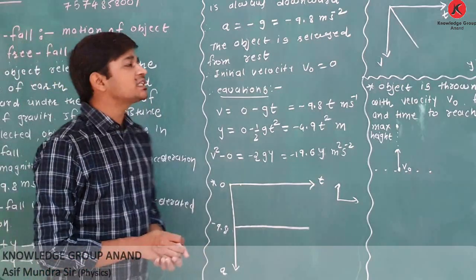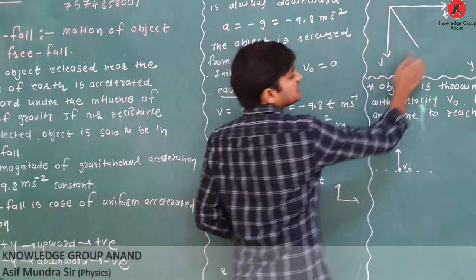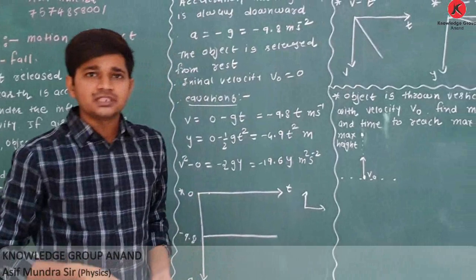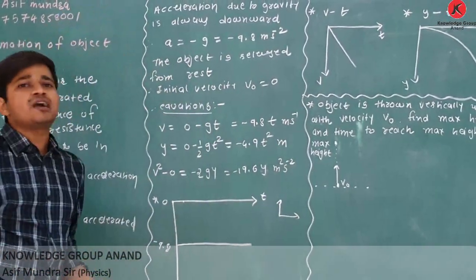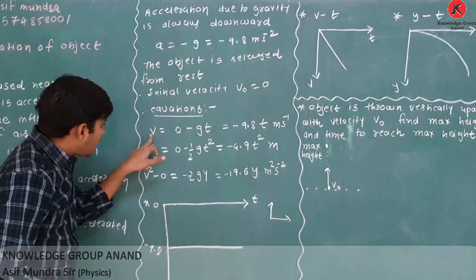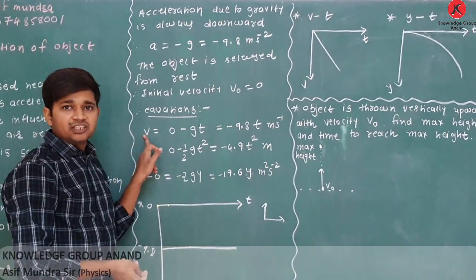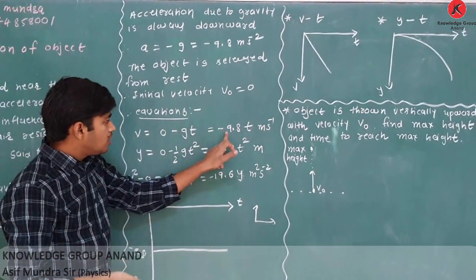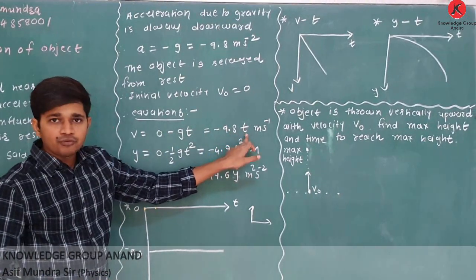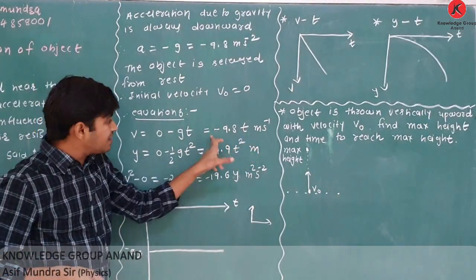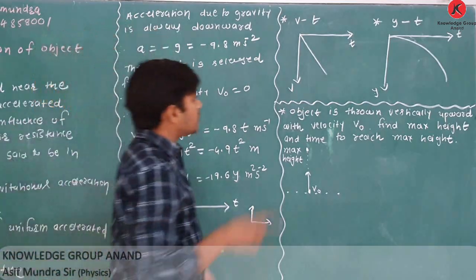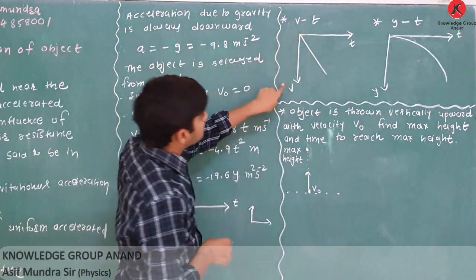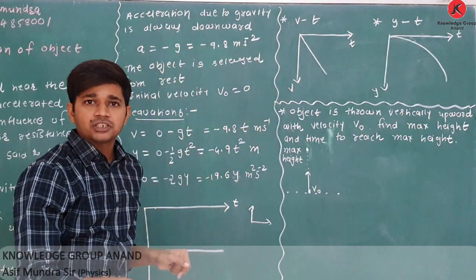Now for velocity versus time. See, it is the velocity versus time graph. Again, the object is moving in downward direction. So if with the help of this equation you find velocity at each and every time, v is equal to minus 9.8 t. Put values of t as 1, 2, 3, 4, 5. You will get negative values. Yes, you will get negative values. So that's why we are taking this velocity axis in downward direction.